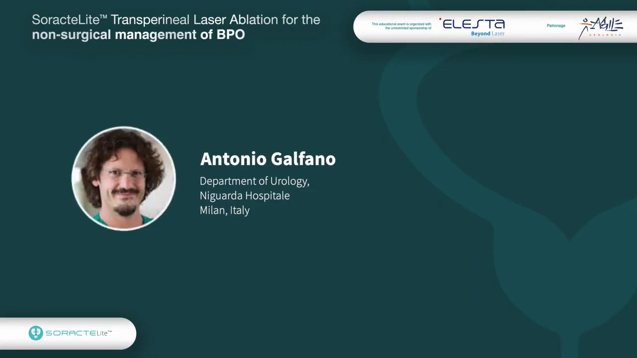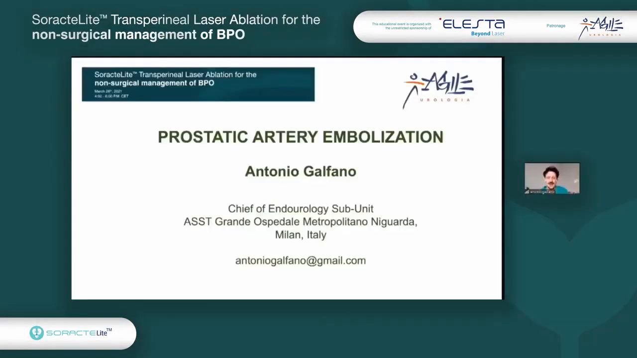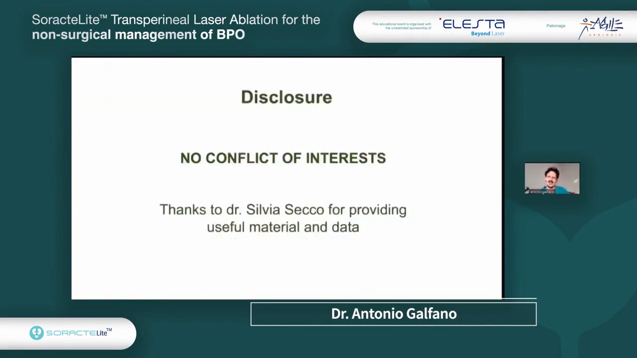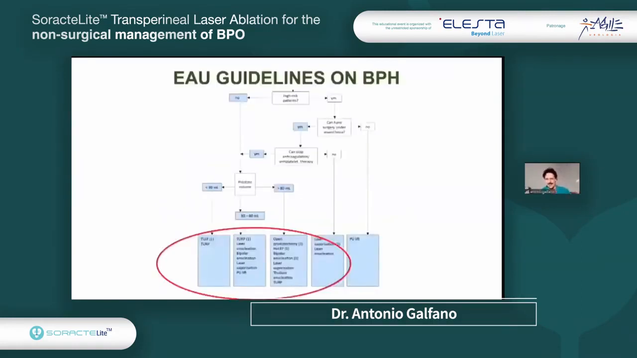So I will speak about prostatic artery embolization. It's a really particular topic, and our hospital was one of the first in Italy to start with this particular procedure. I just disclose I have no conflicts of interest. I have only to thank Silvia Secco, who spoke before, because she provided useful material and data for this presentation.